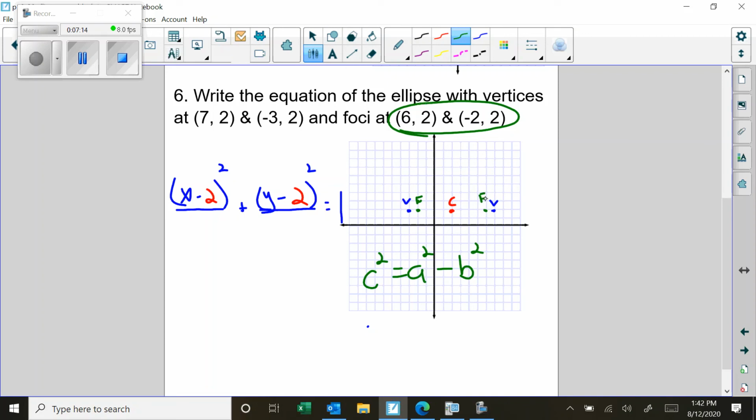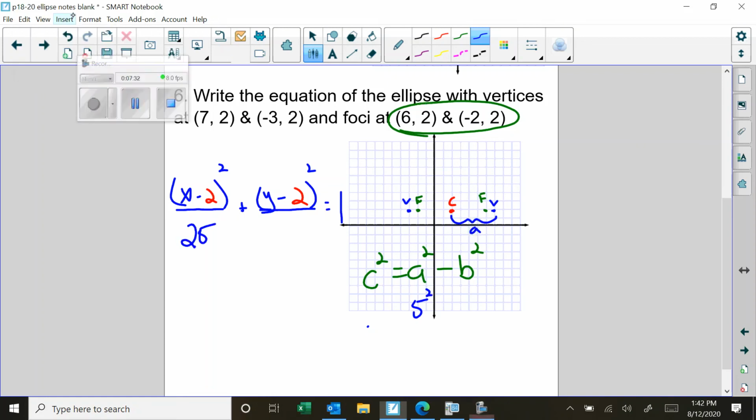So what do we know? We know that our a value is 1, 2, 3, 4, 5, which means we can come over here and put 25. That's our A. What we don't know is our B, so we've got to continue to calculate. What else do we know? We know our C value is 4. The C value is from the center to the focus.